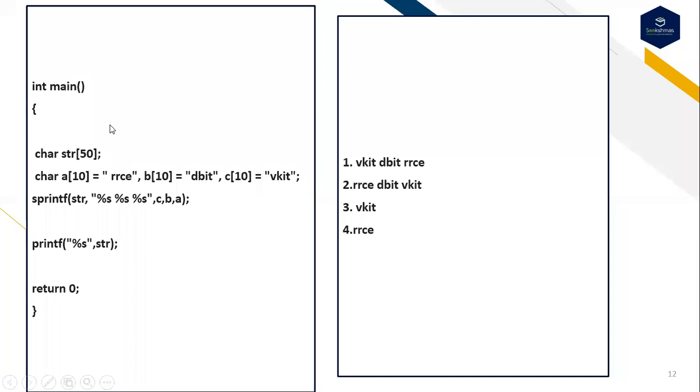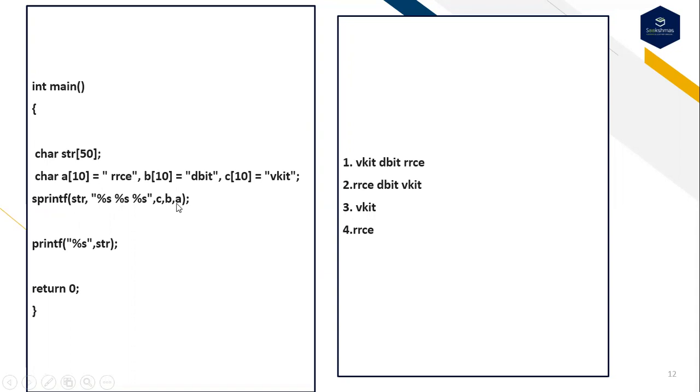This function belongs to the C language, and execution of the program starts from the main function. Here we have a character array, str of size 10. Here we assign RRC, here DBIT, and here VKIT. This concept belongs to sprintf, and this is the syntax of sprintf.